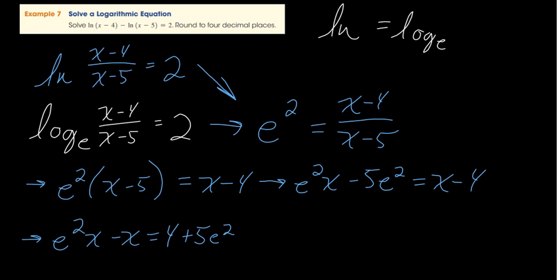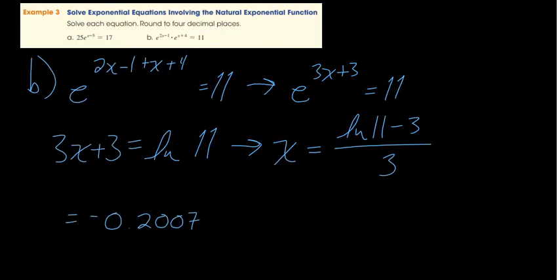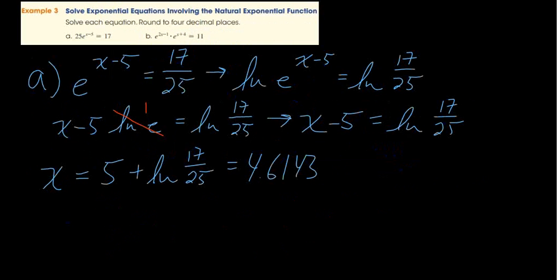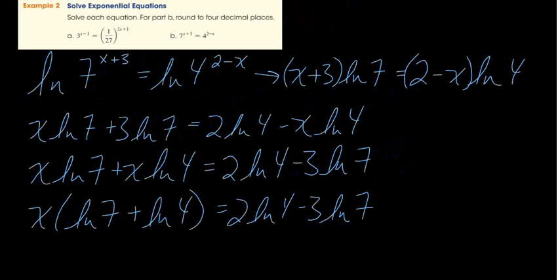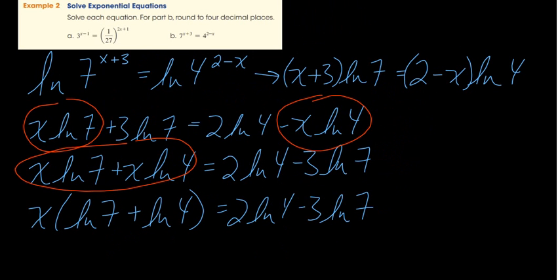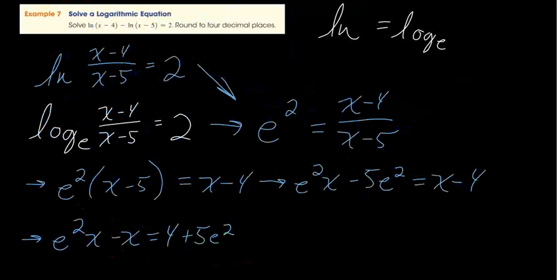Okay, so I should have gone back one more. Remember, what I did here was I put the two x terms on one side so I can factor an x out. So I'm essentially doing the same thing here. I'm putting the x terms on one side so I can factor the x out. So let's proceed with that.